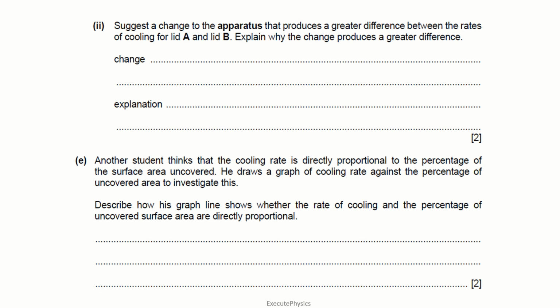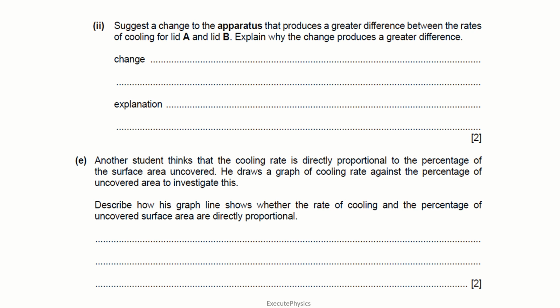Explain why the change provides a greater difference. So you want a greater difference, whether it's lid A or lid B, you want the cooling to increase. So what can be introduced for that cooling to increase? That is, if you're using lid A, the difference should be more than 12, and if it is lid B, the difference should be more than 7.5. So how can that happen?